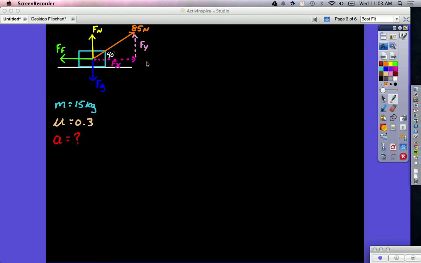So I'm going to come up with my equation along the x-axis, with the right and the left directions. So I would take my positive or right arrows minus my left arrows. Now I already broke my orange angled 85 newton pulling force into the force in the x direction and the force in the y direction. So now I'm going to write those down.